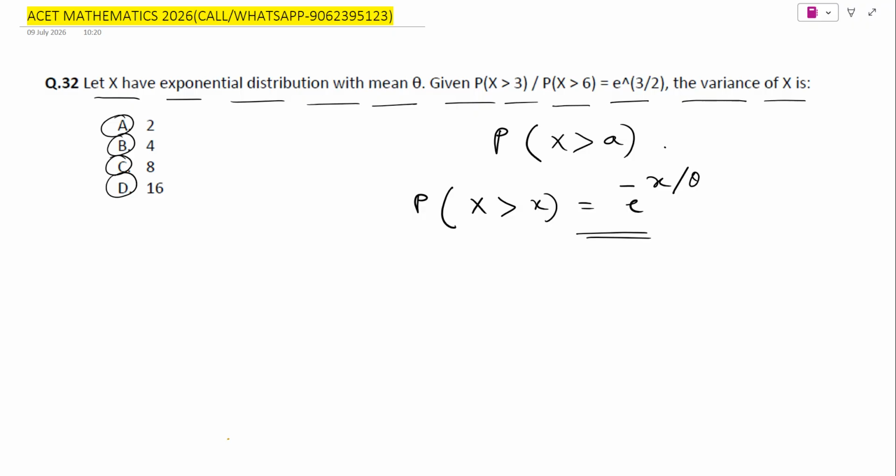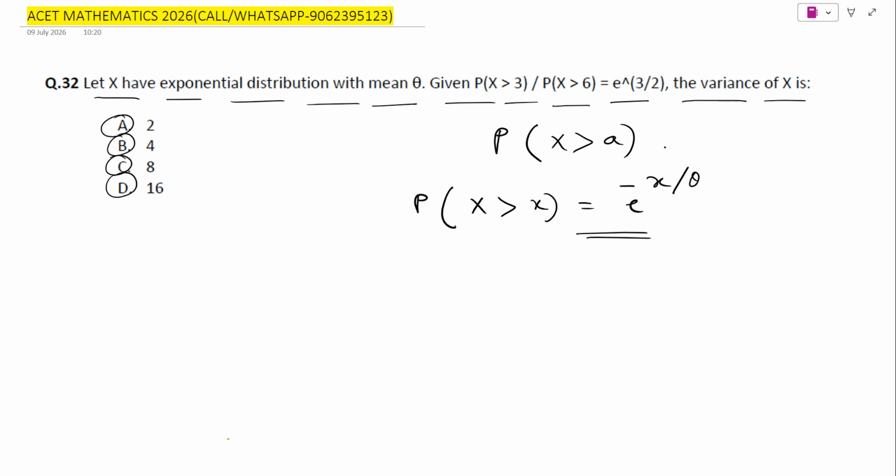Let us first understand why the exponential distribution is so special. Unlike many distributions, it has the memoryless property. This means that if something has already survived for a certain amount of time, its future behavior does not depend on how long it has already survived. This property makes the exponential distribution widely used in reliability engineering, insurance, queuing theory, and actuarial science.